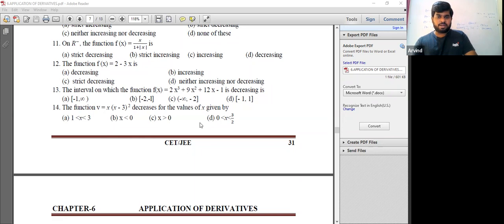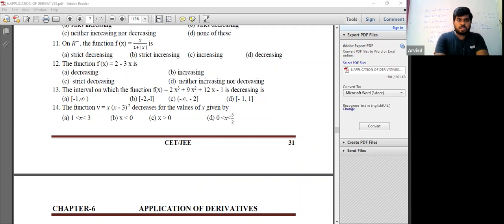-2, -infinity was an increasing function. -1, infinity was also increasing. -2, -1 is decreasing. And -1, infinity is again increasing itself.